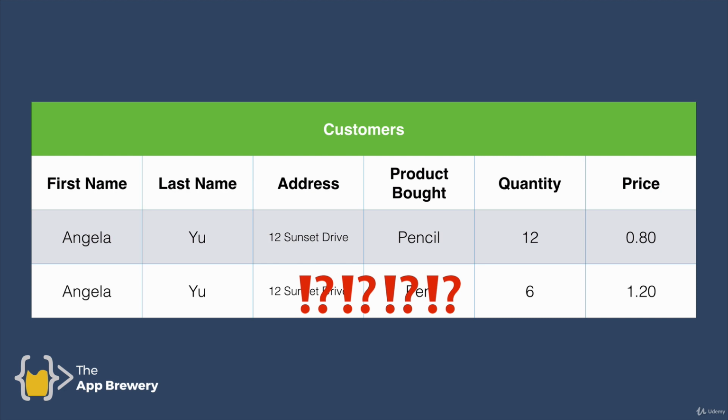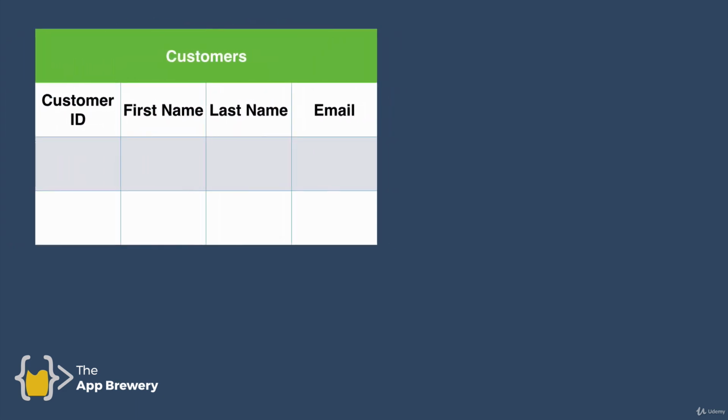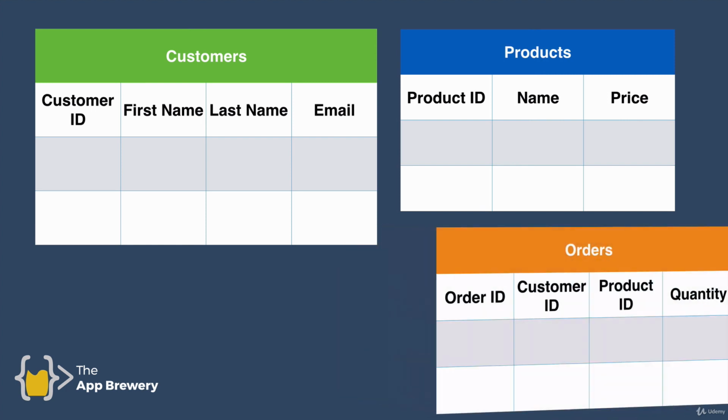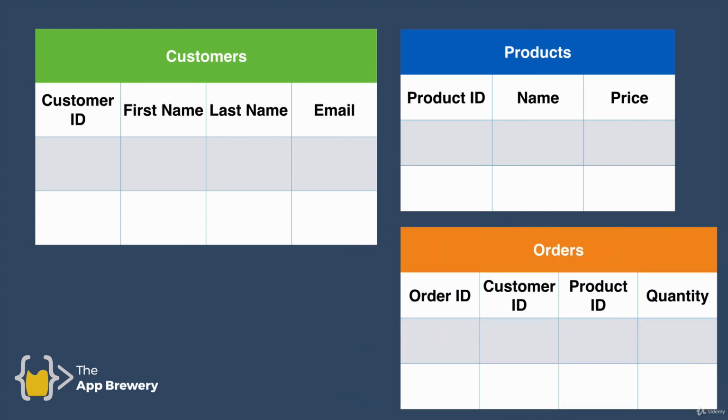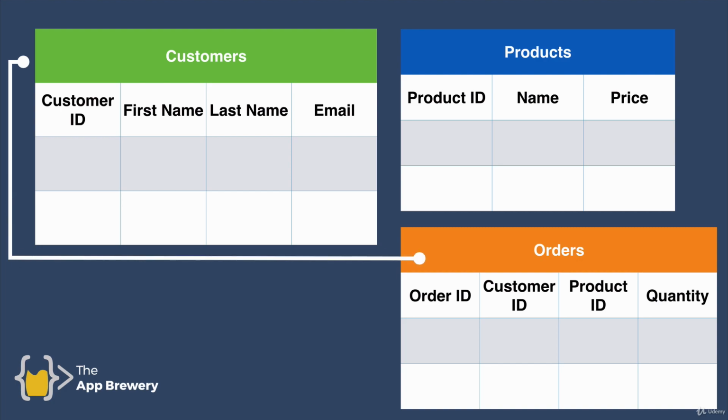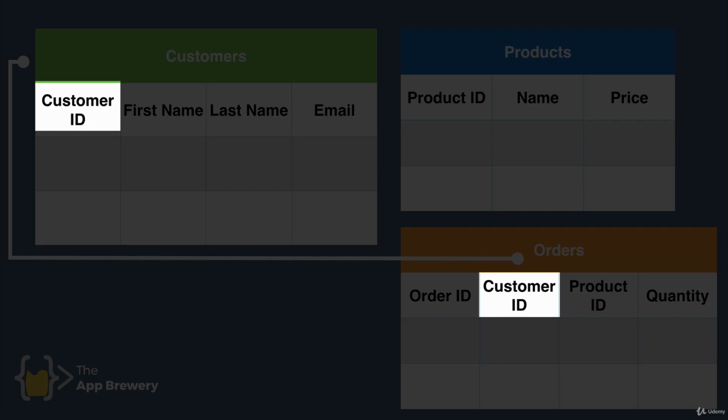Using a SQL database, what you would do is group related pieces of data into individual tables. So you might have a customer table, a products table, and an order table. And in your database, you can specify a relationship between the tables. So for example, you could link up the customers table through the customer ID to the orders table.